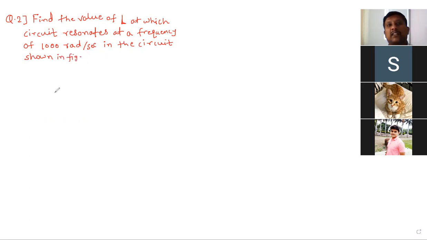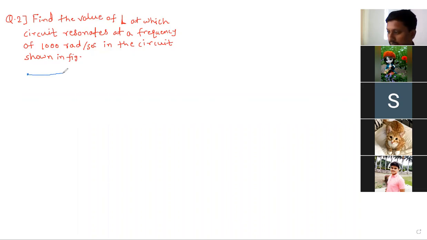So what is the question? Find the value of inductor L at which the circuit resonates at a frequency of 1000 radian per second in the circuit shown in figure. So what are the given data? Yes, omega R is given, that is 1000 radian per second.